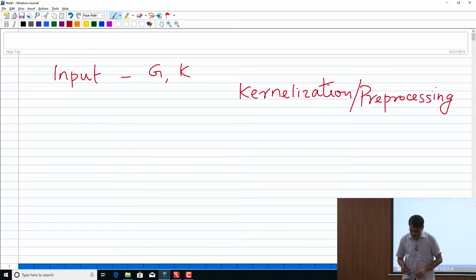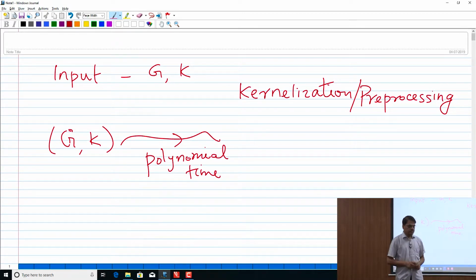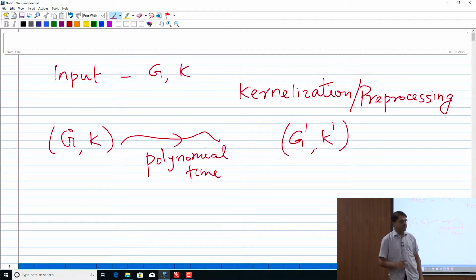Okay, so what's the idea here? We have some input and a parameter. What we are going to do is that you're allowed only polynomial time, polynomial in n and k, okay? Not even exponential in k, which we have been allowing in fixed parameter algorithms, but you have to do it with polynomial time. But we don't want to solve the problem, but we want to somehow reduce the size of the input, okay? So we want to get some G prime, k prime here, and say that, okay, now that is the new instance you have to solve.